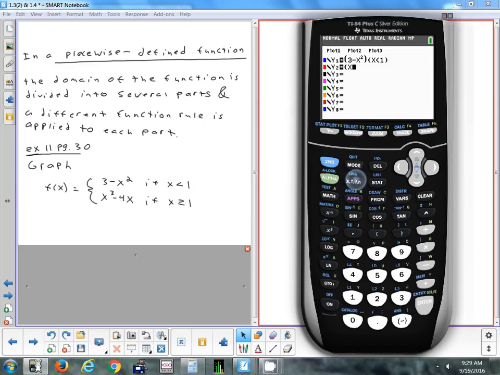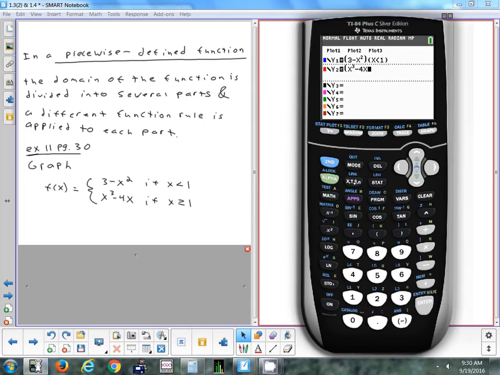In parentheses, type x cubed minus 4x. If you don't put parentheses, it just won't work. Parenthesis, x, and now I want greater than or equal to 1. So press second, math, fourth option down, greater than or equal to 1. And what's nice is this is going to be two different colors, at least on mine, so you'll be able to see clearly which one is which.